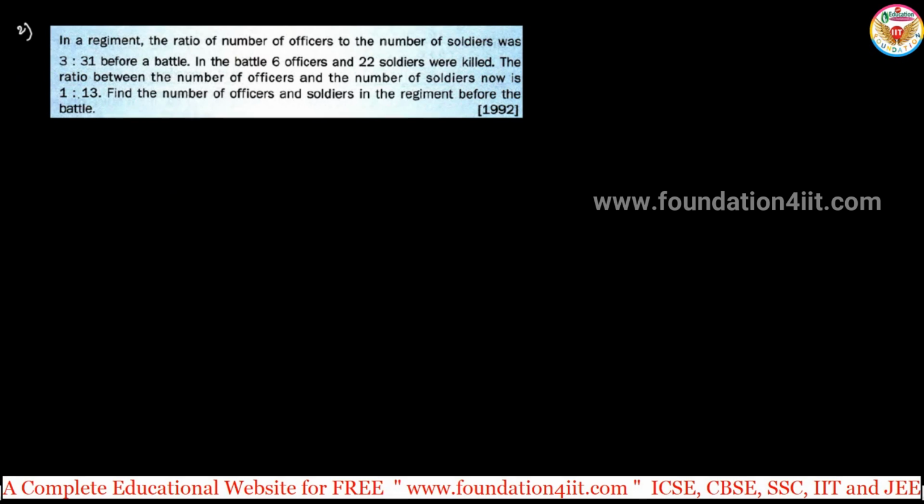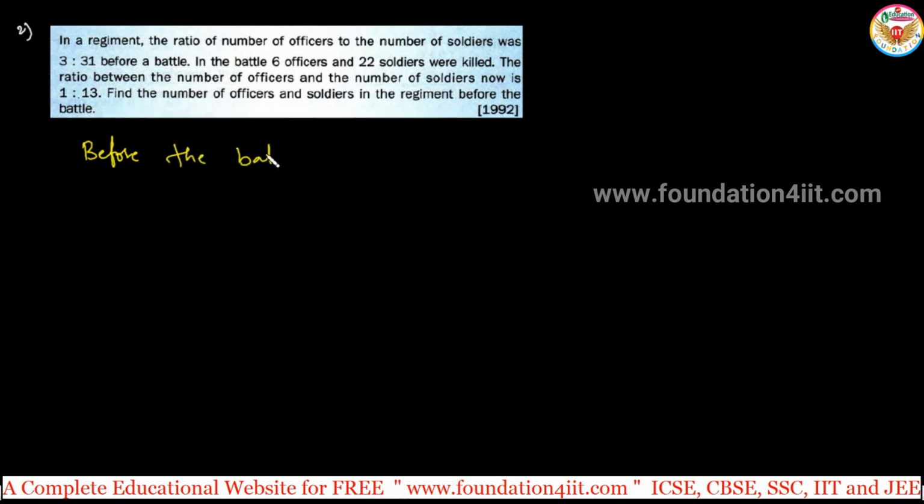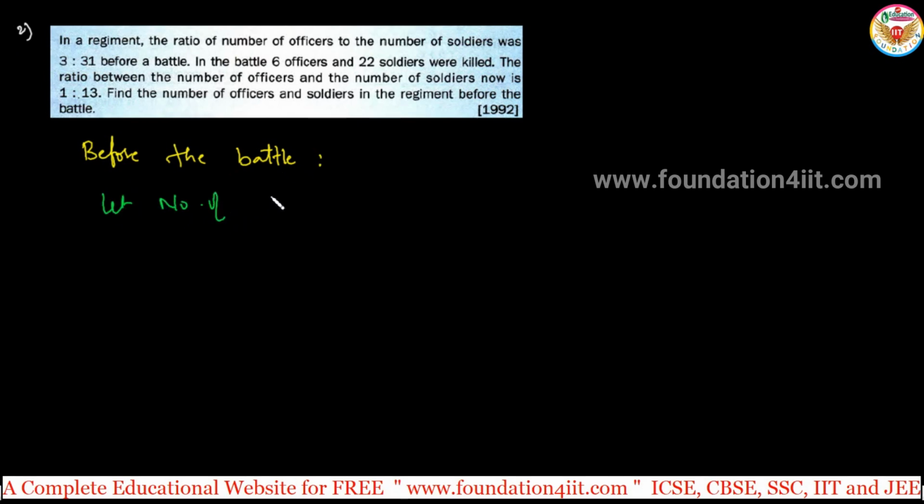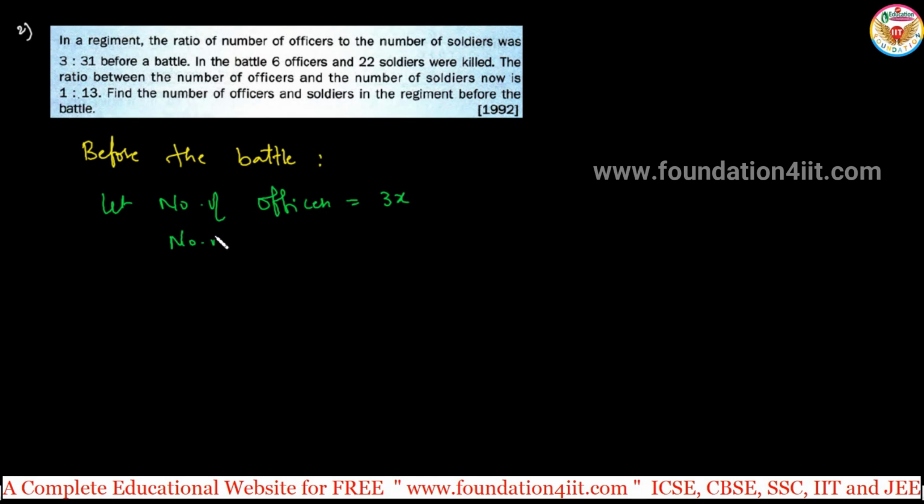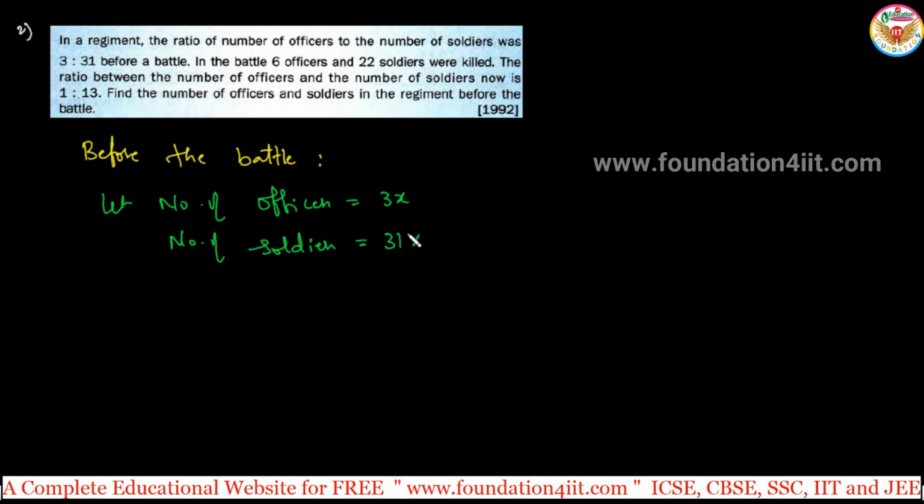Right. So let me take the two cases. Before the battle, let the number of officers be 3x because 3 is to 31 is the mention. So let the number of officers be equal to 3x and the number of soldiers be equal to 31x, right?